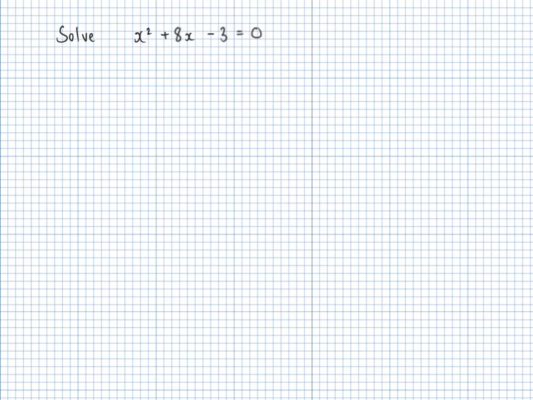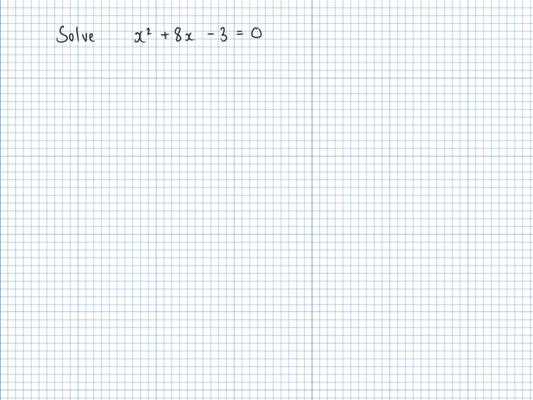The question here is to solve this quadratic equation. We have x squared plus 8x take away 3 equals 0. And the first thing you might think is maybe we should factorize this and then that helps us solve it. Now, if we try to do that, you will notice that it's not possible. The way we know how to factorize it doesn't work here.